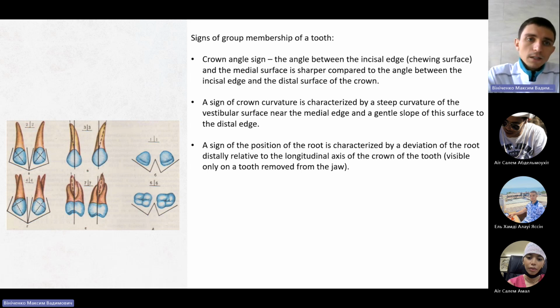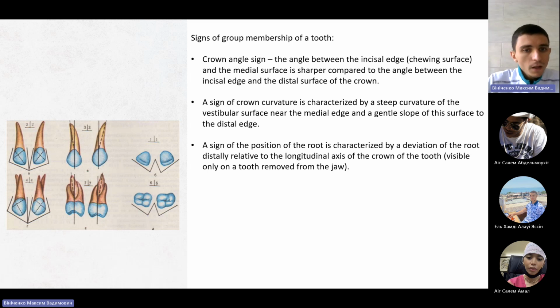The second sign is the sign of crown curvature, which is characterized by a steep curvature of the vestibular surface near the medial edge and a gentle slope of this surface to the distal edge. The sign of the position of the root is characterized by a deviation of the root distally relative to the longitudinal axis of the crown.